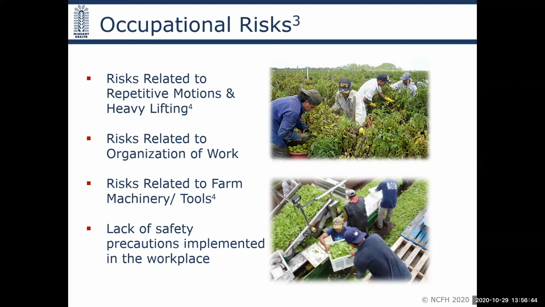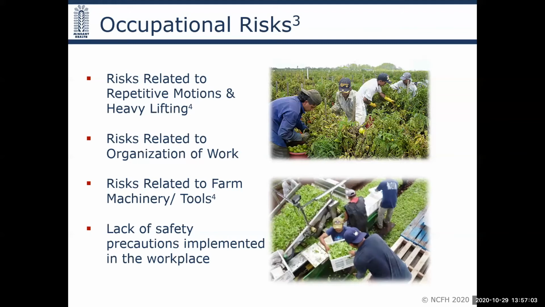Workers are often transported to and from work by their crew leaders in unsafe vehicles. They may not have seat belts, or they may be overcrowded. Also, because they migrate, they're on the road more, so the opportunity for accidents on the road is greater for ag workers than it is for the general population.